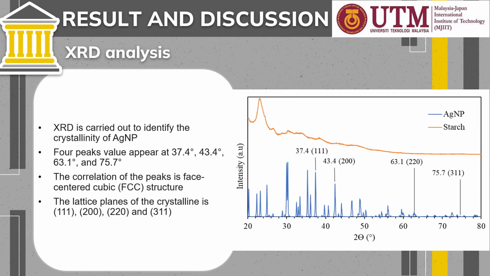The XRD analysis is carried out to identify the crystallinity of the silver nanoparticles. Basically, there are 4 peaks that appear in the XRD analysis. The peaks are at 37.4 degrees, 43.4 degrees, 63.1 degrees, and 75.7 degrees. These peak values are related to the face-centered cubic, which is the FCC structure, and the lattice planes related to these peak values are 111, 200, 220, and 311 respectively.